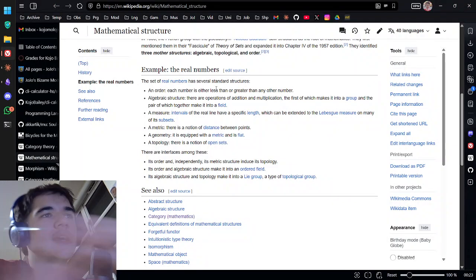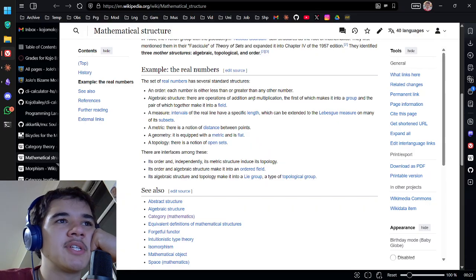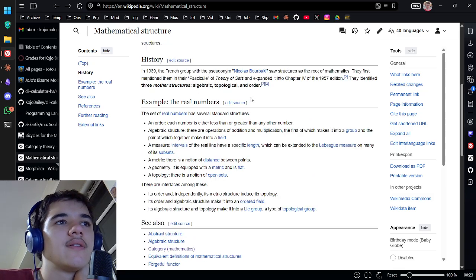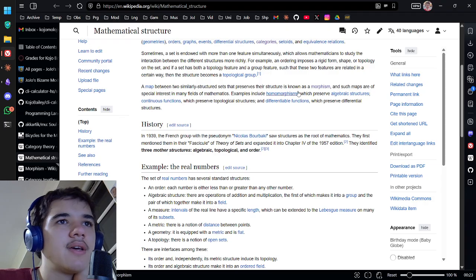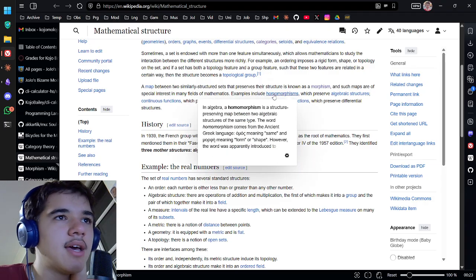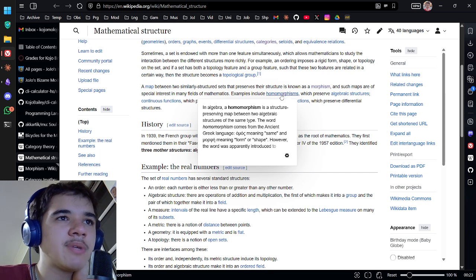Algebraic structure. So the operations of addition and multiplication. Oh, okay. So when it says algebraic structure, it means operations, and that can form a field. Okay. So did it say that here somewhere? Yes, homomorphisms. Oh, it said homo. Okay, I kind of just glossed over that. A homomorphism is a structure preserving map between objects.